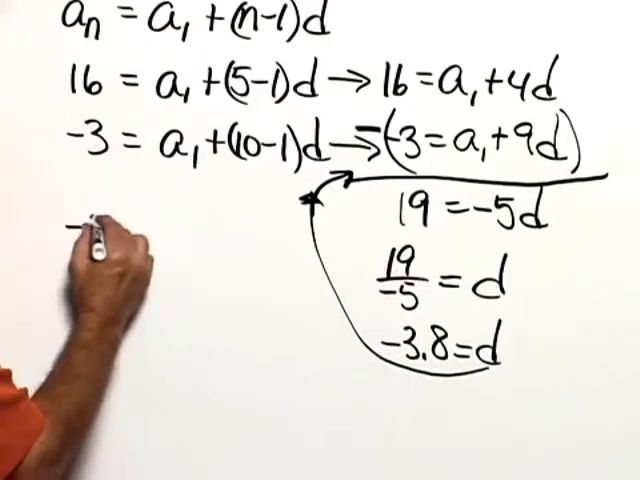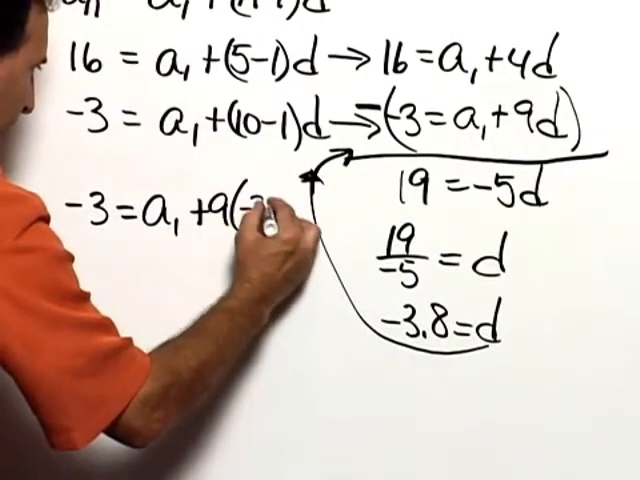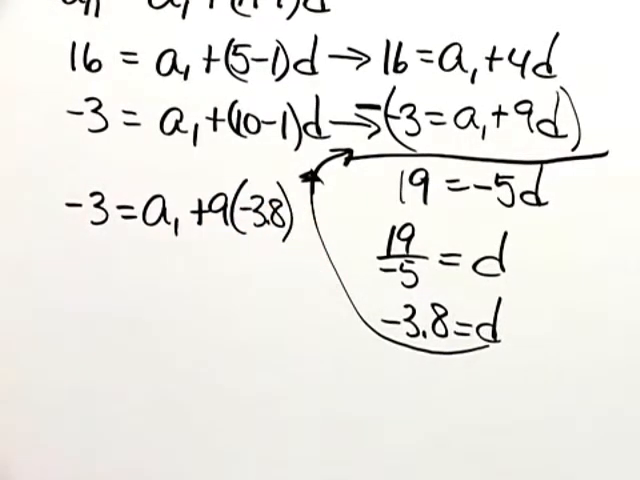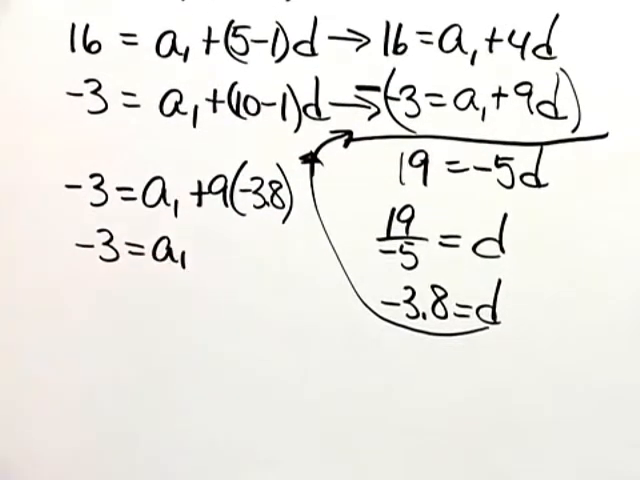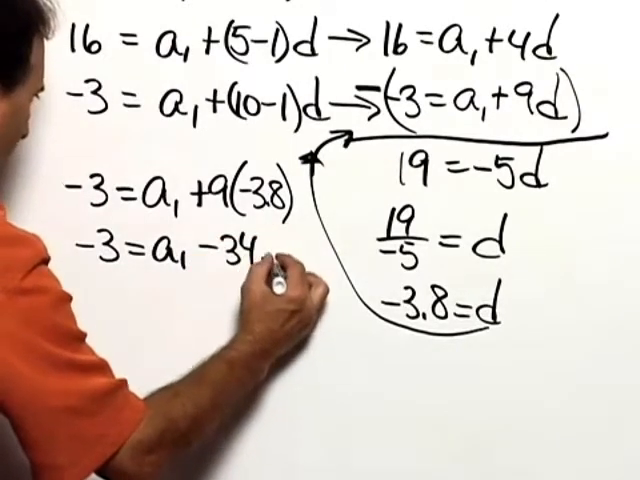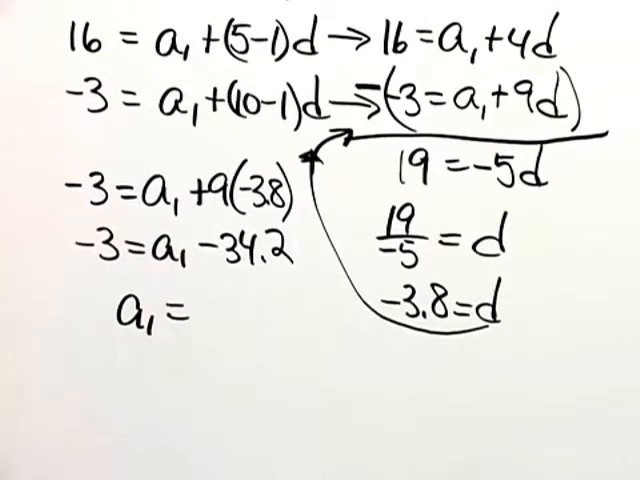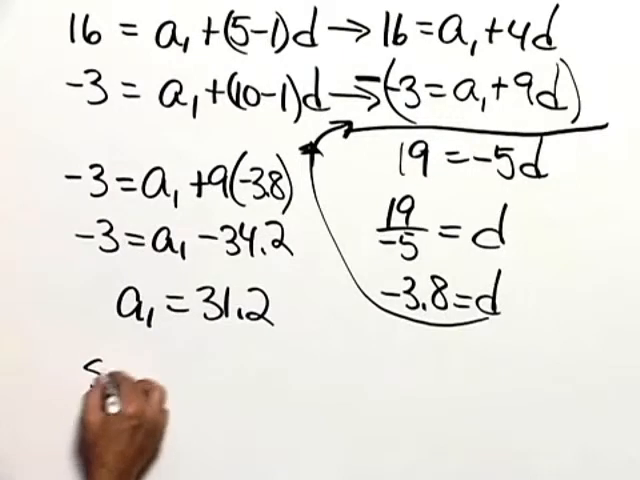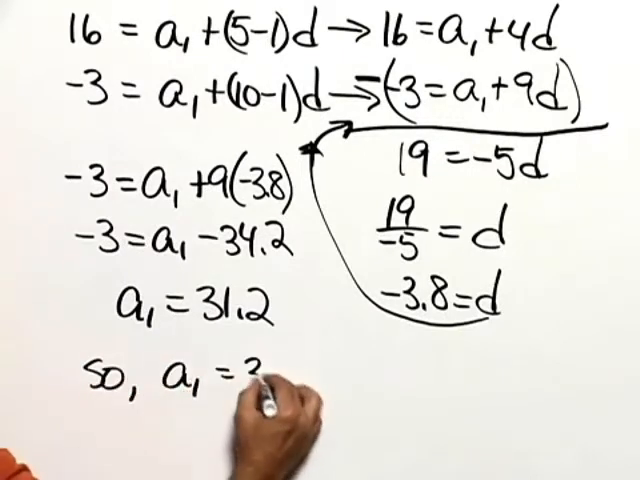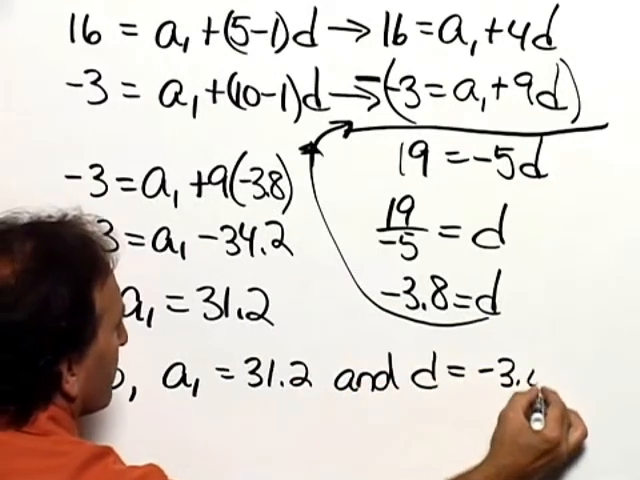And so that would be negative 3 equals a sub 1 plus 9 times d, or in other words, 9 times negative 3.8. That's going to give us negative 3 equals a sub 1 minus 34.2. Adding 34.2 to both sides gives me a value for a sub 1 of 31.2. So in conclusion, what we have is a sub 1 equals 31.2 and d equals negative 3.8.